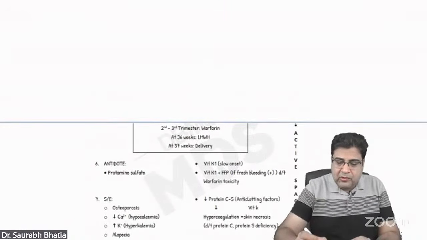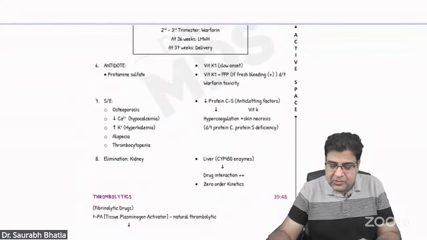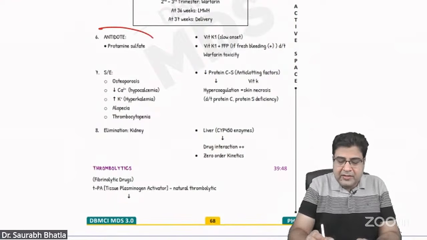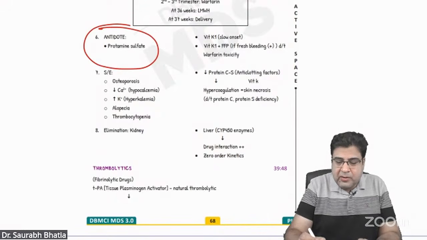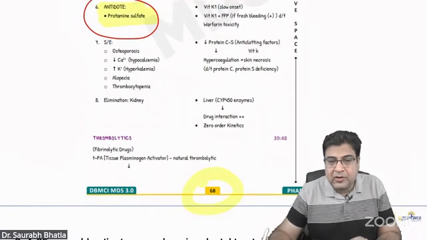Now, this question was directly picked up from our notes, so I have just taken the reference from our notes also. You can see this is the screenshot we have taken from our notes, and we have discussed this protamine sulfate. This protamine sulfate is the antidote of choice for heparin toxicity. This is directly taken from page number 68 of our notes.